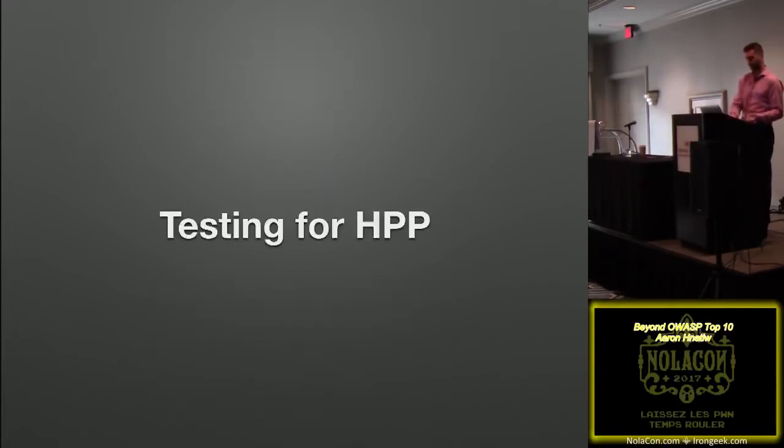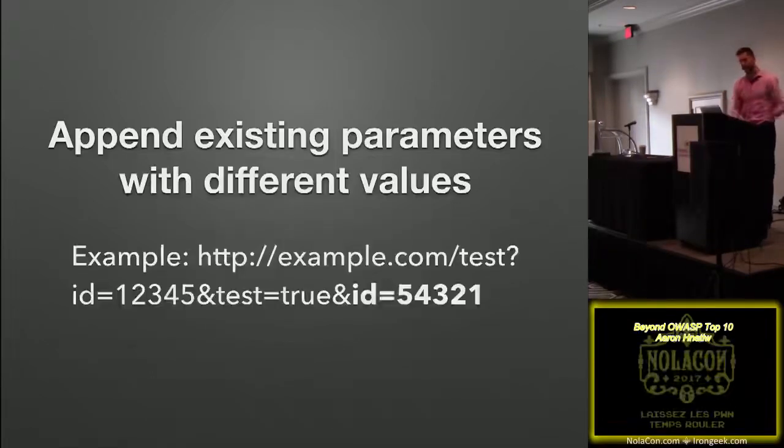So how do you actually test for header parameter pollution? Realistically, the best way to test for this is just to try it and see what happens if you pass multiple parameters with different values. So the same parameter name, different value. If you see a parameter, try passing in a different value, see which one shows up, and how the application responds.